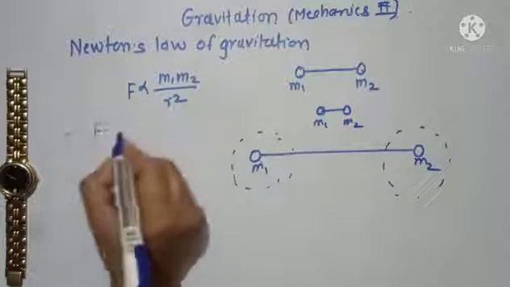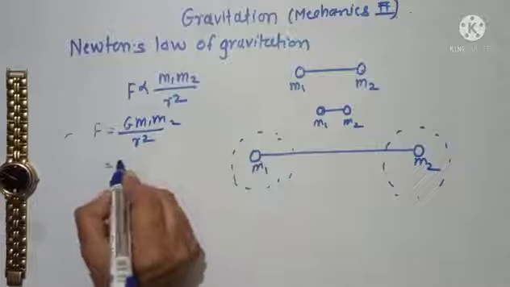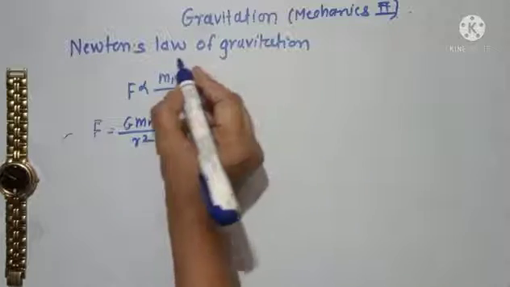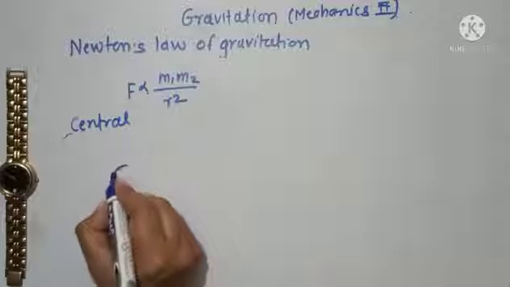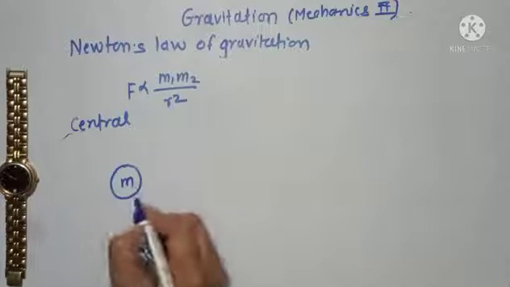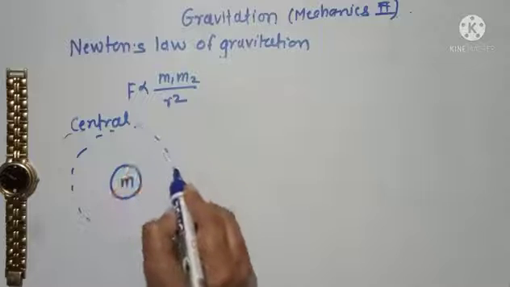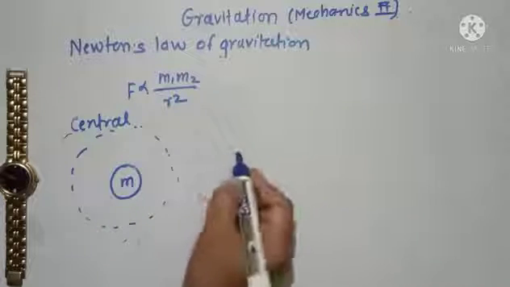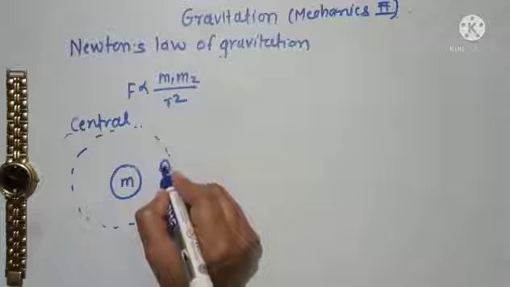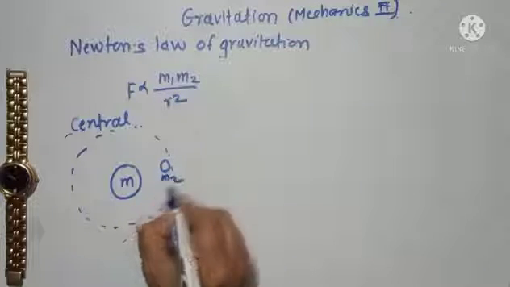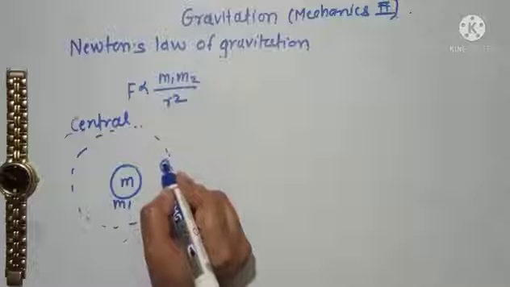If you remove this proportionality sign, it will be G m1 m2 upon r square, where G is the gravitational constant. Now this gravitational force field is a central force. Suppose there is a body of mass m1 with its gravitational force field like this, and another small mass m2 enters here. Whatever force is felt by this m2, that force is a central force.